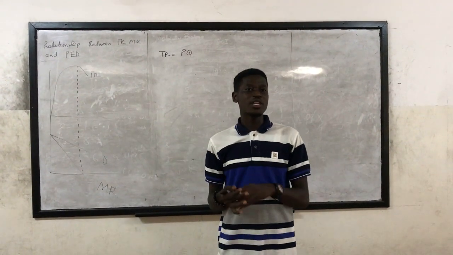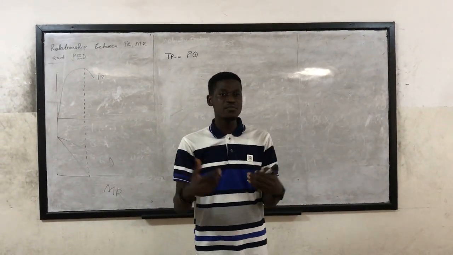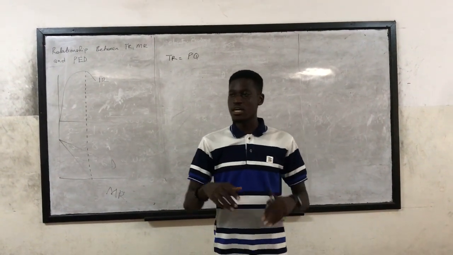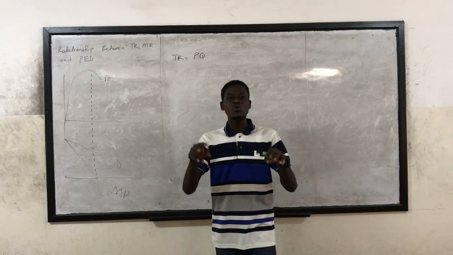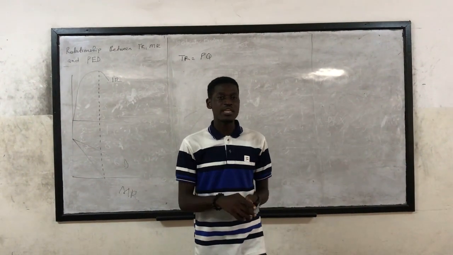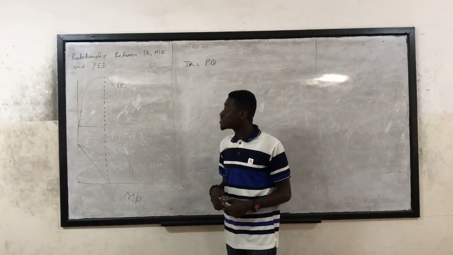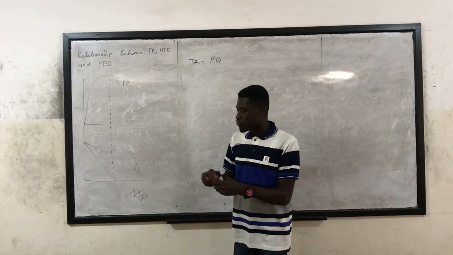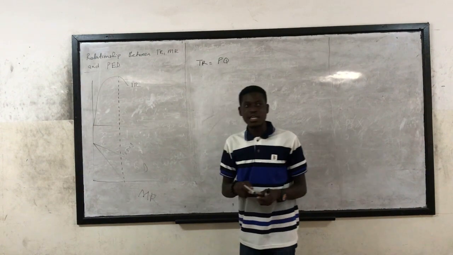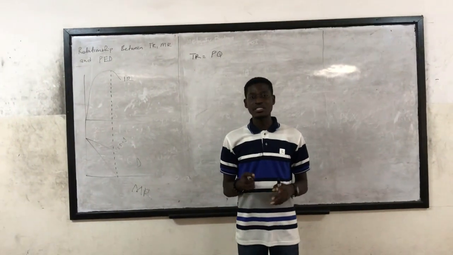And we know that talking about price elasticity of demand, we are looking at how quantity is responsive to a change in price. So we are measuring the degree of responsiveness of quantity demanded of a commodity to a change in price. Right. So now we are going to look at how these three elements interact: how total revenue, marginal revenue, and price elasticity of demand interact. From the diagram, you can realize that at the point that price elasticity of demand is equal to 1, that is the point that the marginal revenue is equal to 0.